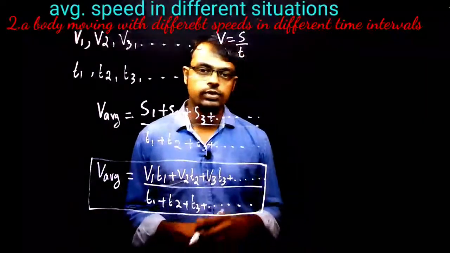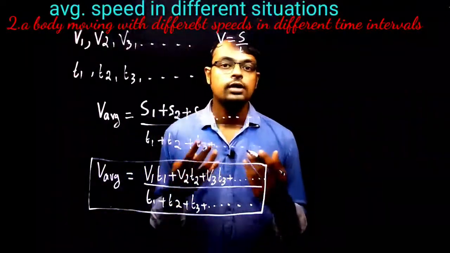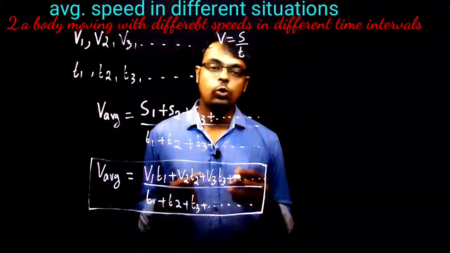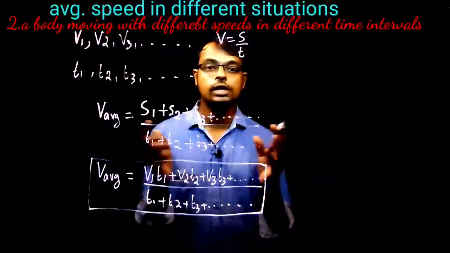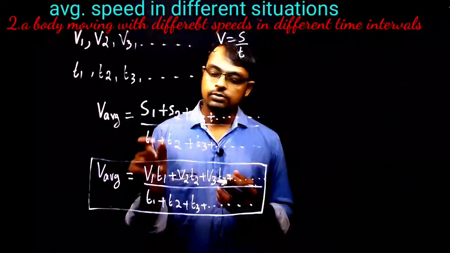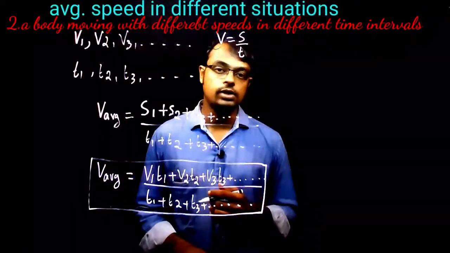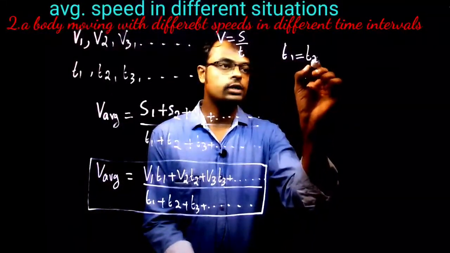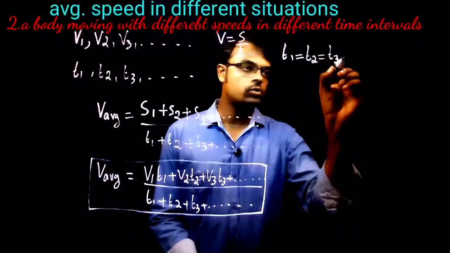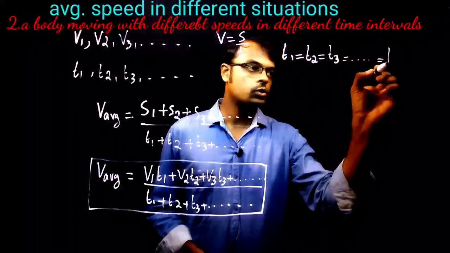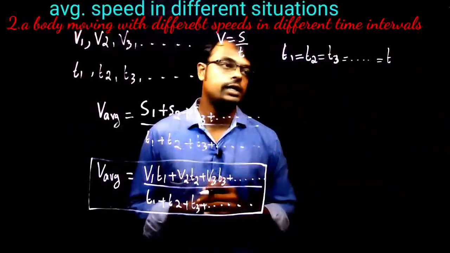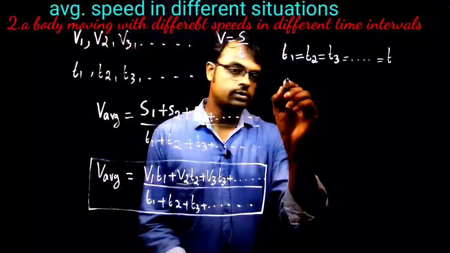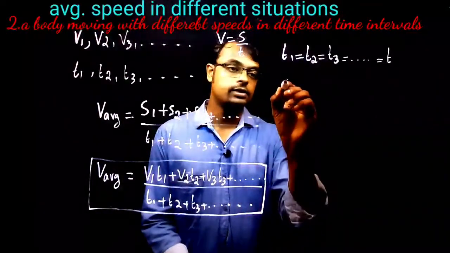Now in the same case we can explain one special case. What is the special case? Just imagine all the time intervals are equal. So if a question comes with different speeds in the same time interval, we can write T1 is equal to T2 is equal to T3 is equal to etc. is equal to T. That means all the time intervals are equal. So how can we write the average speed?